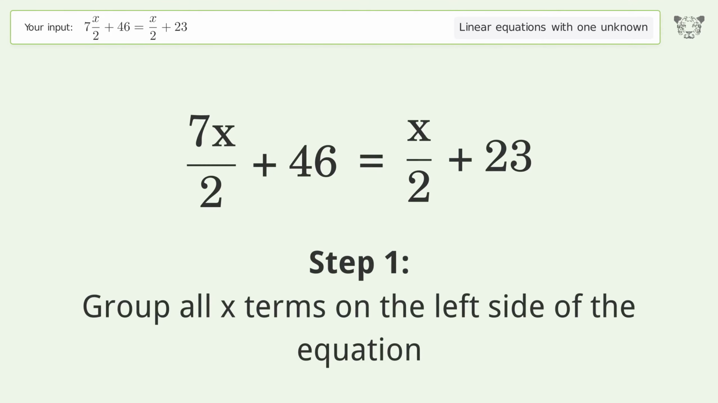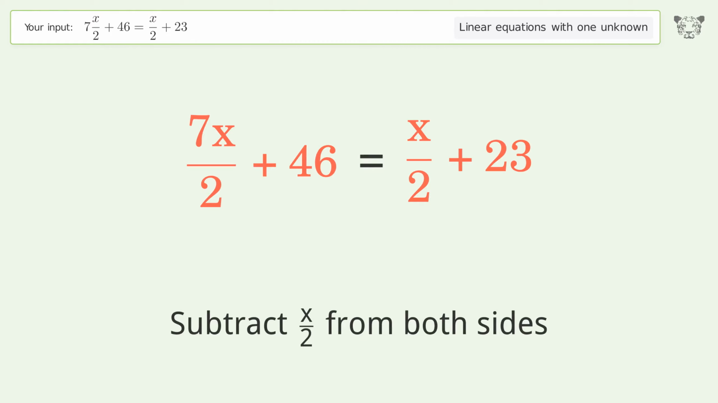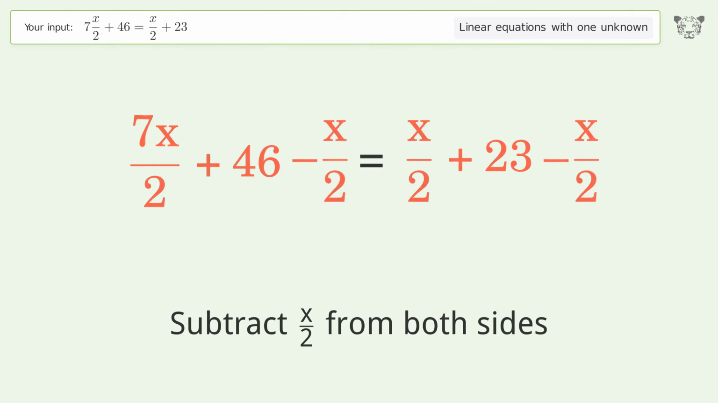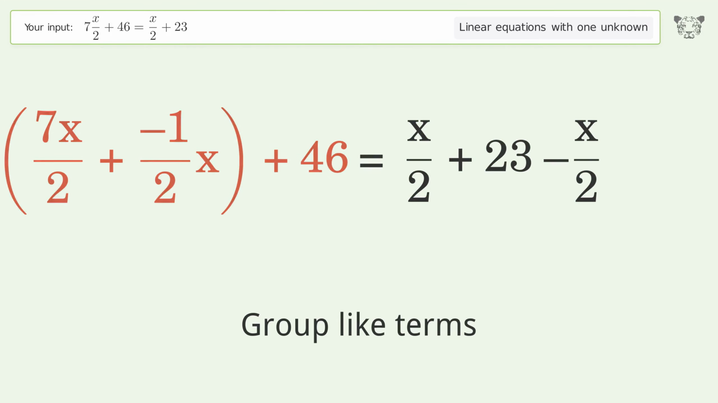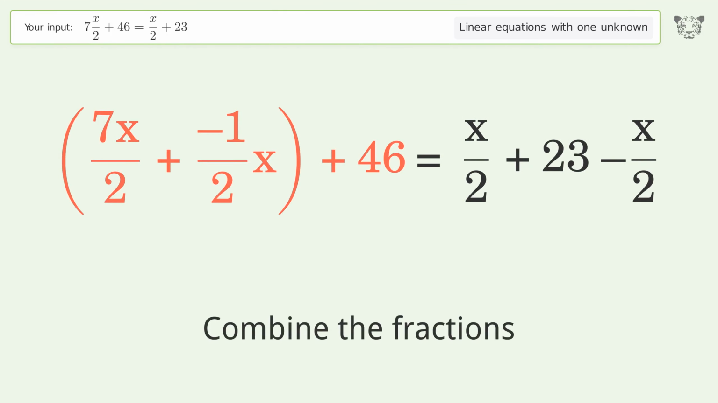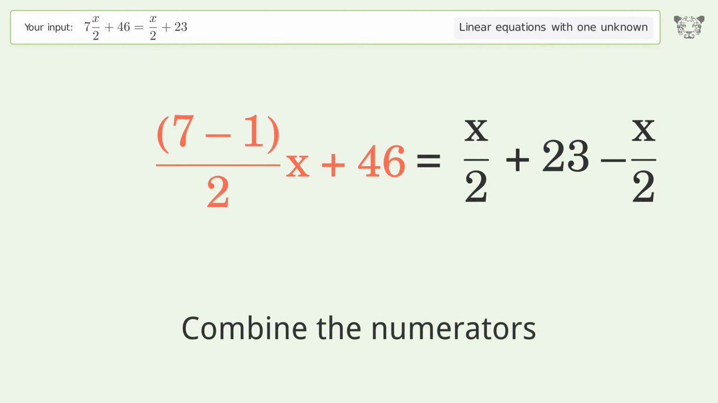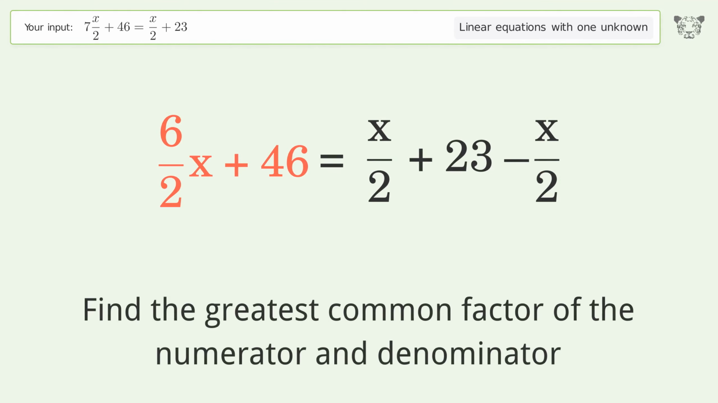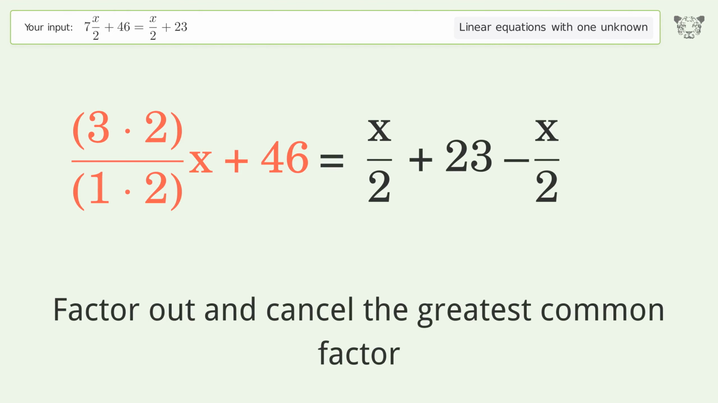Group all x terms on the left side of the equation. Subtract 10/2 from both sides. Group like terms. Combine the fractions. Combine the numerators. Find the greatest common factor of the numerator and denominator. Factor out and cancel the greatest common factor.